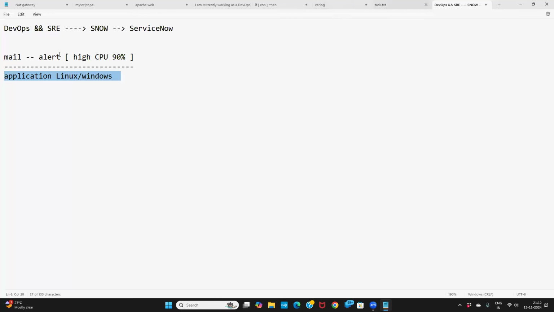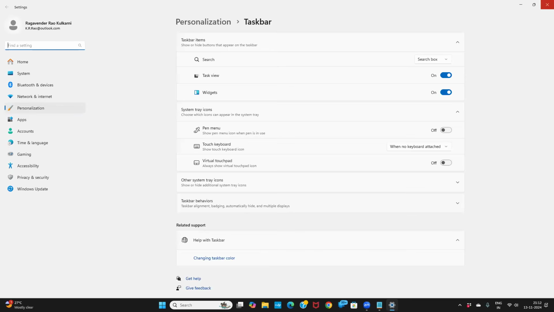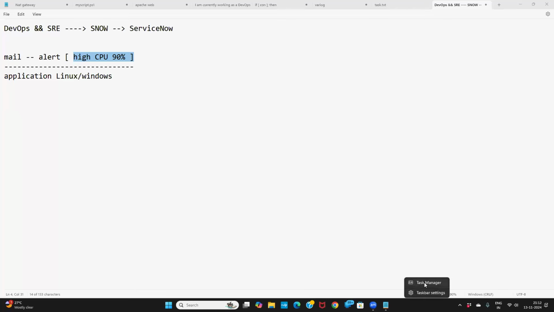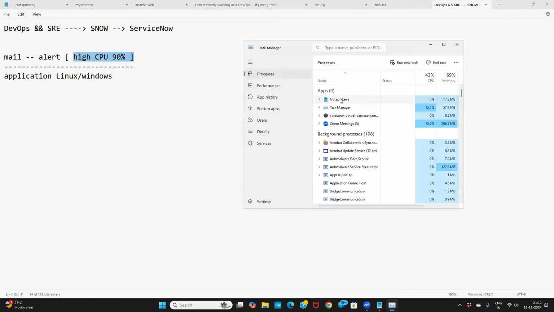So it might be a CPU issue, might be a memory issue, some process in either Windows or Linux, right? Something is running, some service, some application is running. So there will be a corresponding process running. If you look at Task Manager in Windows, whenever you run something, like I ran Notepad, Task Manager, some application here, the corresponding process will run.